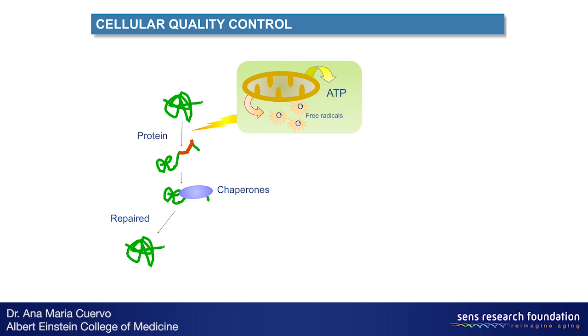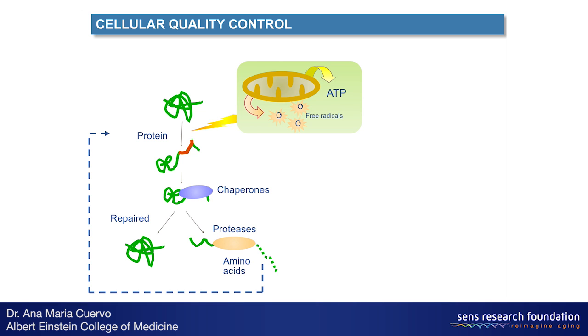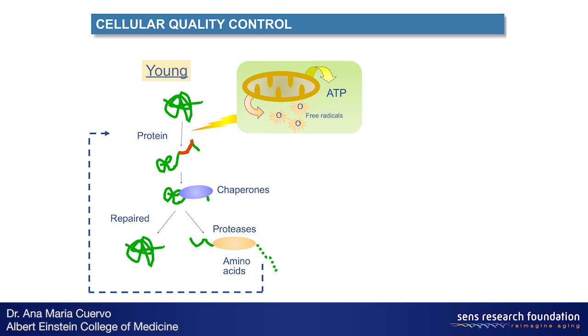However, in many conditions, that's not sufficient, and the chaperones target this protein for destruction, and that occurs at the level of the proteolytic systems. This destruction is really a recycling process because the protein can be broken down into amino acids, and these amino acids can be utilized for synthesis of new proteins. These two components, the chaperones and the proteolytic systems, are in place and working in all the cells in the body as you are young.